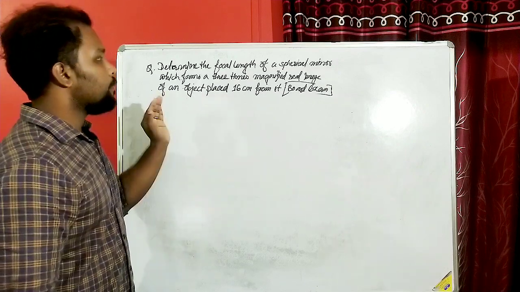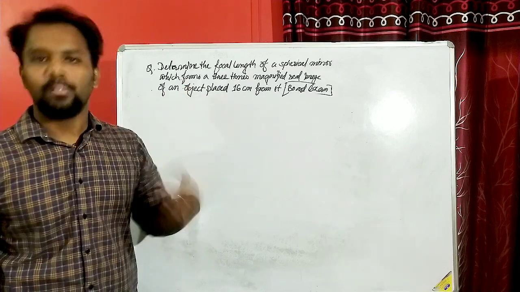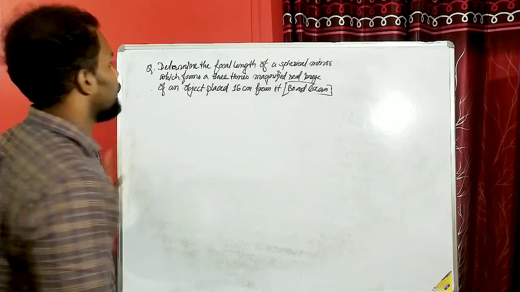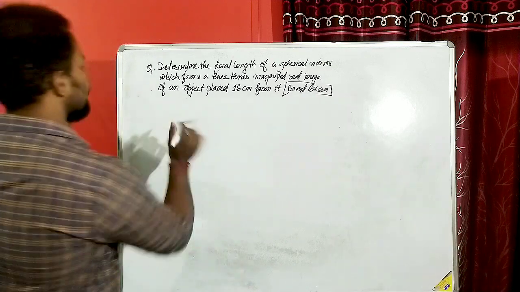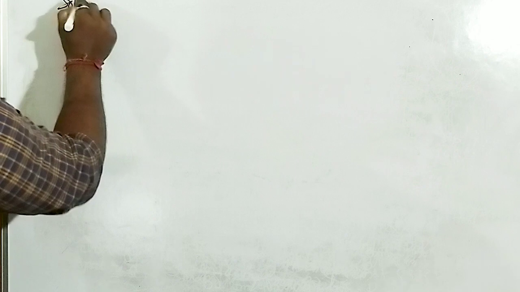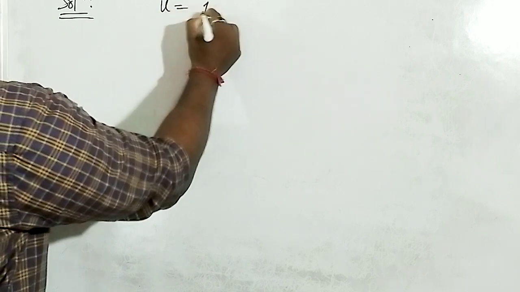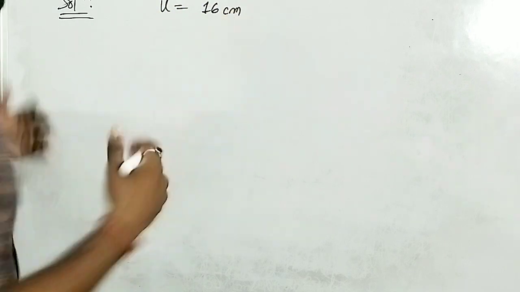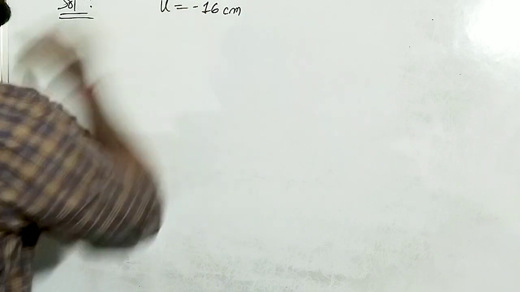This type of question is actually repeated, so be careful and attentive. We will observe what is given. First we write the object distance u. It is given as 16 centimeter. Since the object is always on the left side, it will have a minus sign.